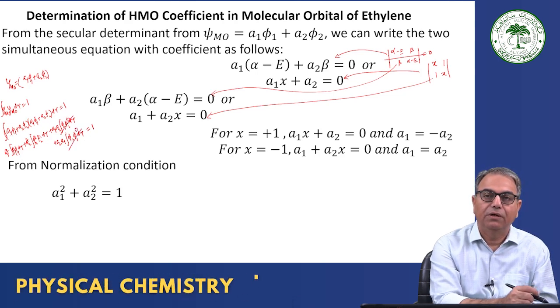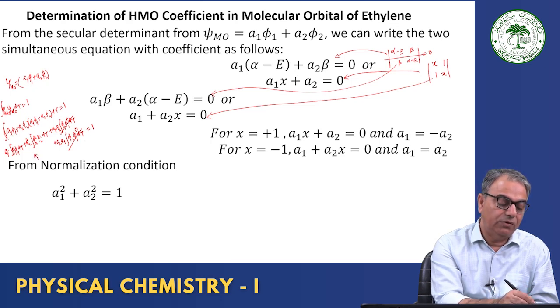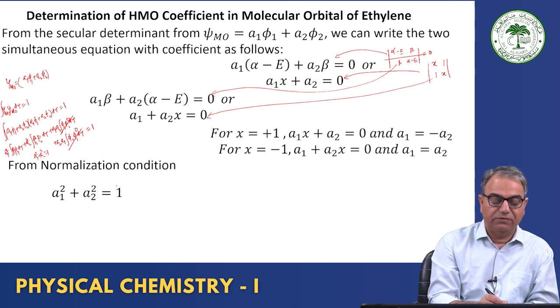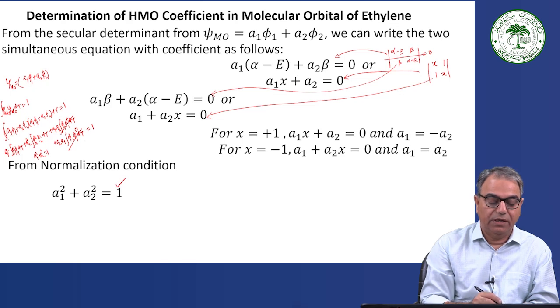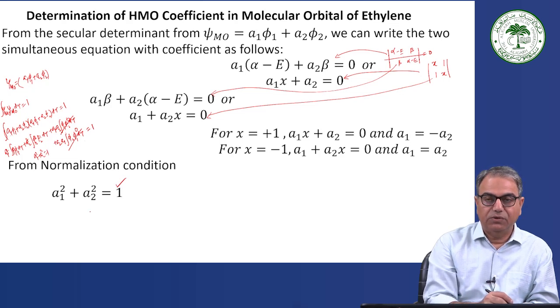So, if it is an orthonormal set, then the integral of phi 1 squared d tau will be equal to 1, and the integral of phi 2 squared d tau will also be equal to 1. So, what do you get? You get A1 square plus A2 square is equal to 1. That is the condition. I have written it here directly and solved it. So, from the normalization condition, what you get is A1 square plus A2 square is equal to 1.